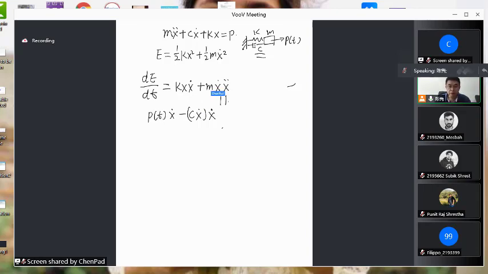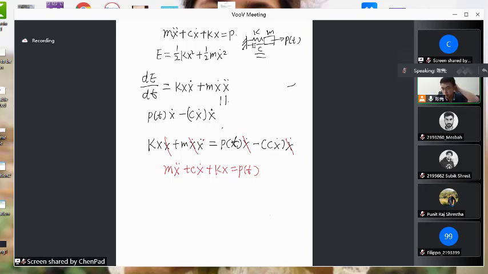These should be balanced, because the power should be balanced. So it should be kx x dot plus m x double dot x dot equals P(t) x dot minus c x dot x dot. Because this equation stands for any time instant, you can cancel the common x dot. You can rearrange this equation and it becomes m x double dot plus c x dot plus kx equals P(t). So this is another way you can derive the equation of motion of the single degree of freedom system.